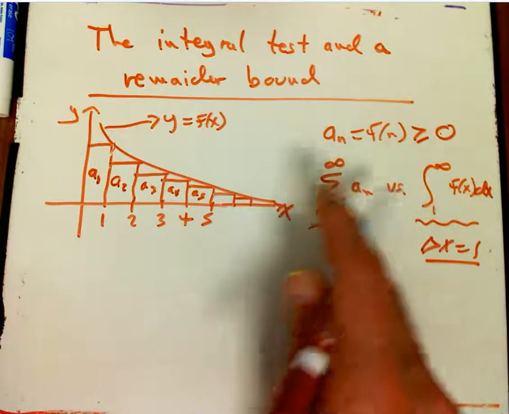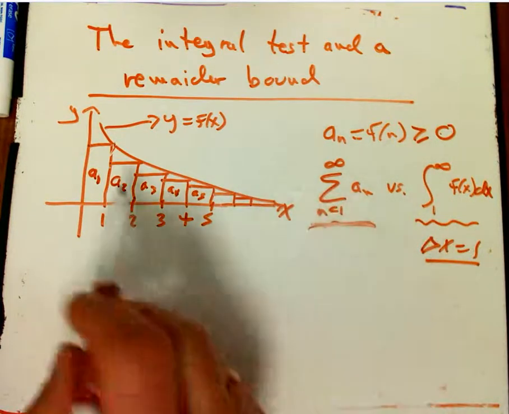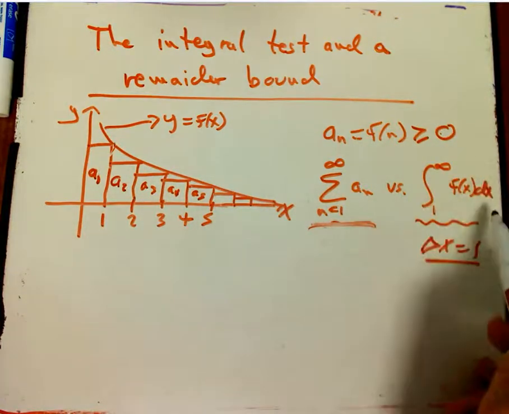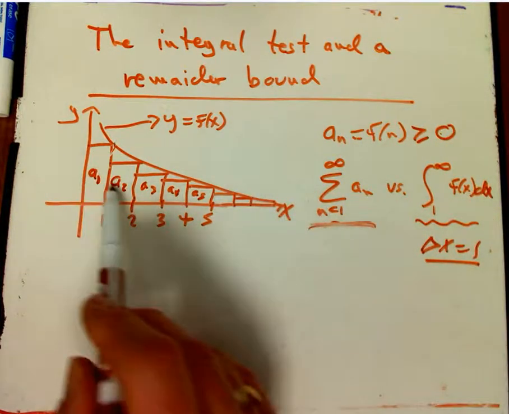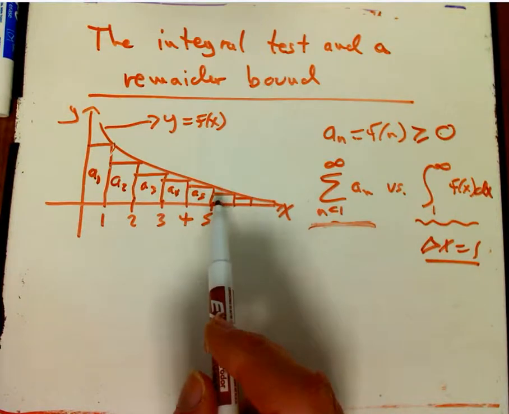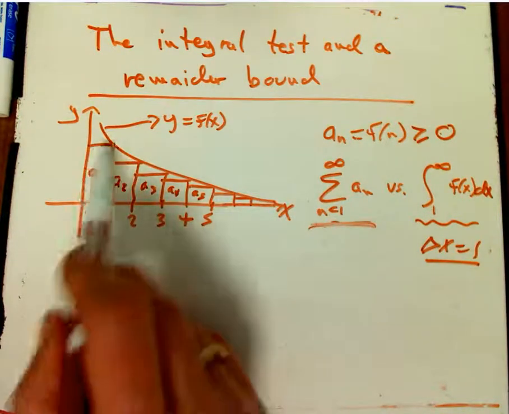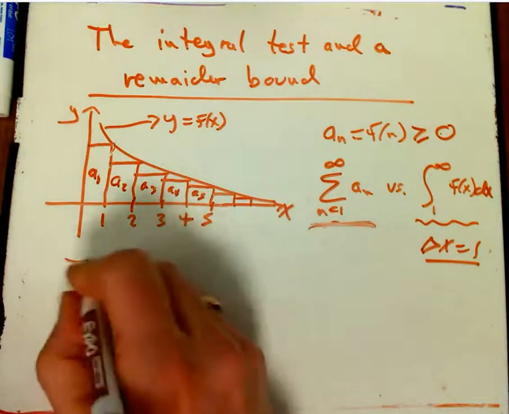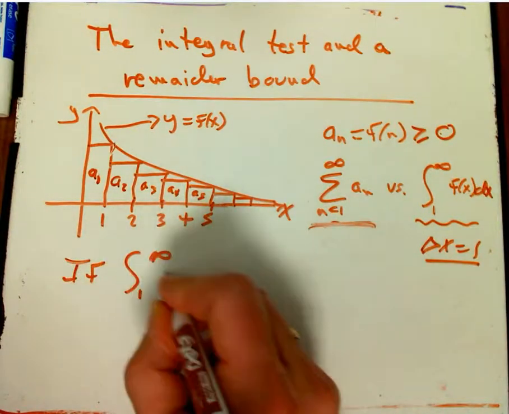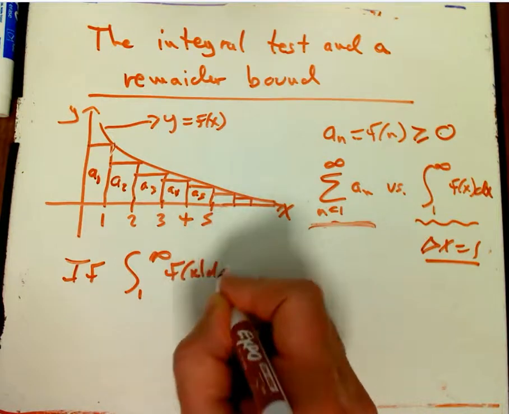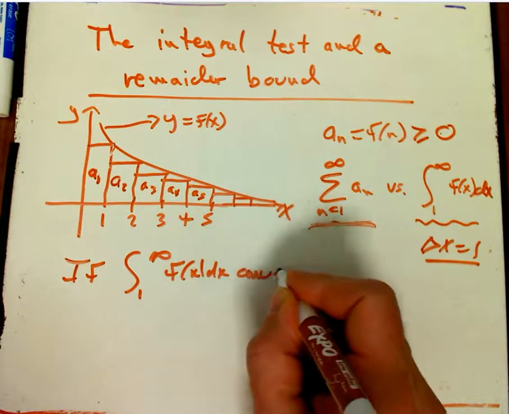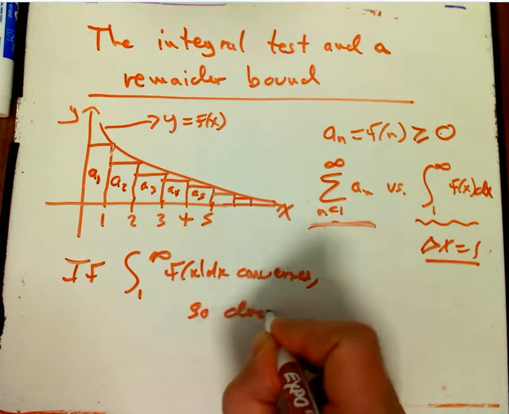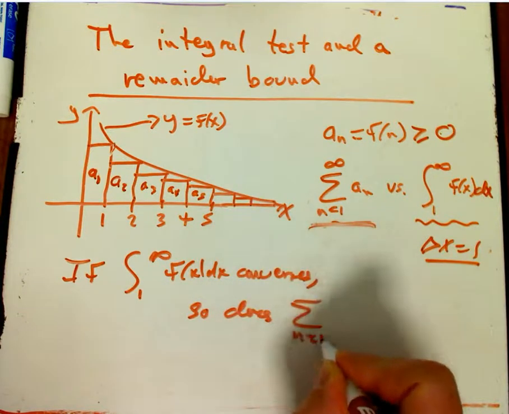So in this case, what we're getting is that if this area, the integral, is finite, then the area under the rectangles is going to be finite. It's something less than that plus this finite number a1. That's great. So that's the main first thing: if the integral converges, so does the sum. Very cool.